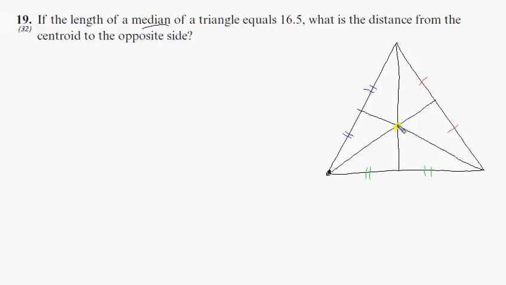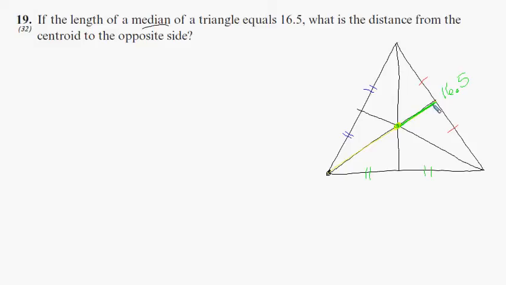So what we've been told is that the length of a median of a triangle equals 16.5. I'm just going to choose this one, and we're going to say that that entire length is 16.5. What they're asking is, what is the distance from the centroid to the opposite side? That has to be referring to this, because this is the centroid to the opposite side. Otherwise, they would have to say centroid to vertex. So certainly it's referring to this little green segment that I've drawn in here.